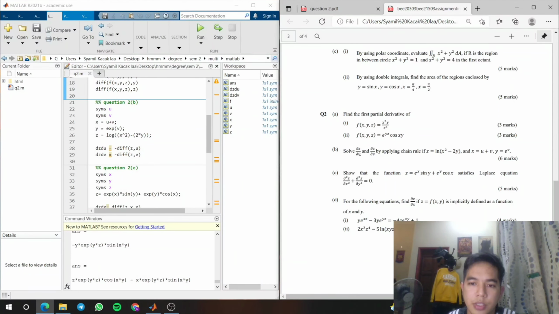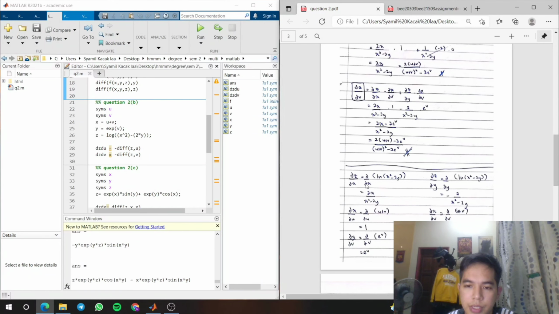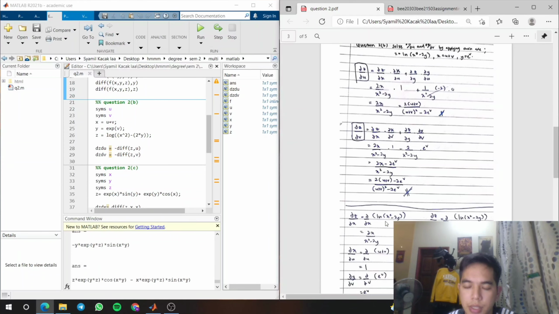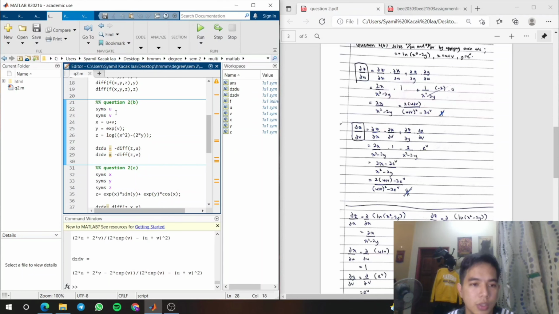For question 2b, solve delta z over delta u and delta z over delta v by the chain rule. This is given x, y, and z. For the manual, we just put the formula here and we solve the equation. For dz over dx, I already count here, and I just replace here and count like usual. And for the simulation, like usual, we define the function, we put the equation, and we differentiate this equation, and I got the same answer here.